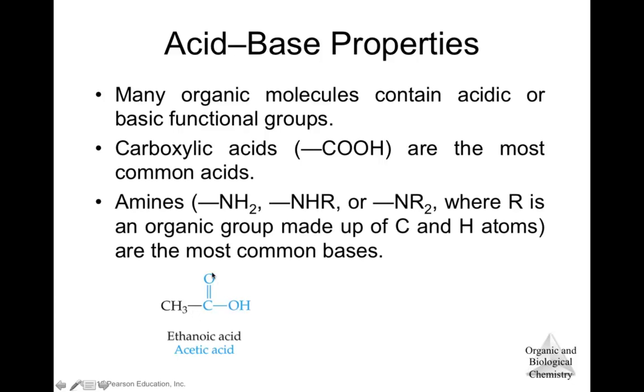Another one is the amines. These are basically organic compounds with nitrogen, where we can have NH2, NHR, or NR2, where R is an organic group made of carbon and hydrogens, also known as an alkyl group. We're going to see that in a few more slides. The amines are the most common bases in organic chemistry. And we have here ethylamine. This NH2 is the amine, so this is the basic part of this molecule. So this molecule is known as a base in organic chemistry.